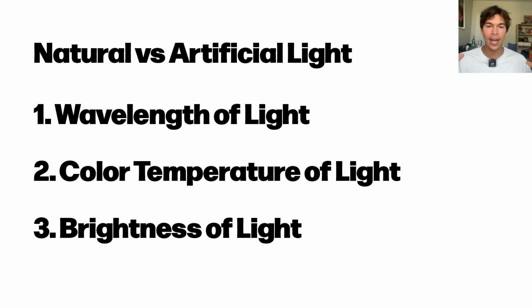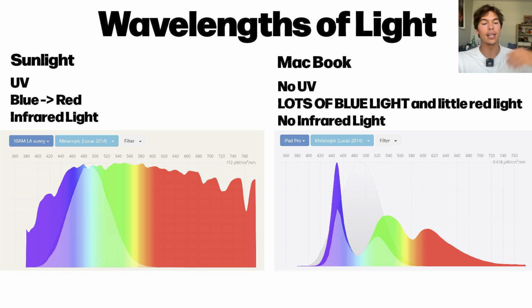When we're talking about natural versus artificial light, there are three main things we need to cover: the wavelength of light, which is what we just talked about, the color temperature of light, and then the brightness of light. So when we're talking about the wavelengths of light, we have sunlight on the left and your typical screen, a MacBook, on the right.